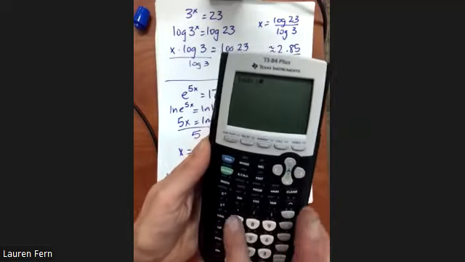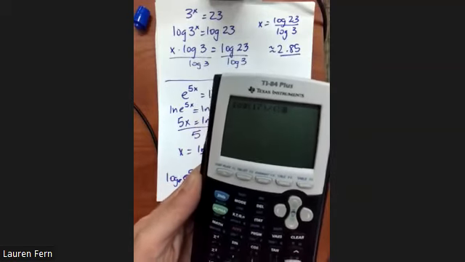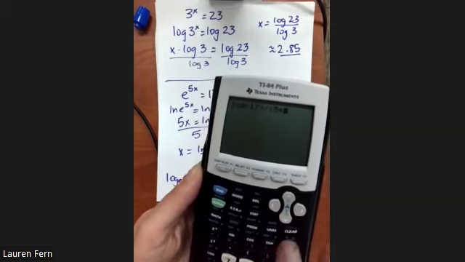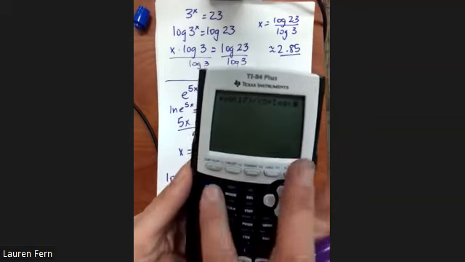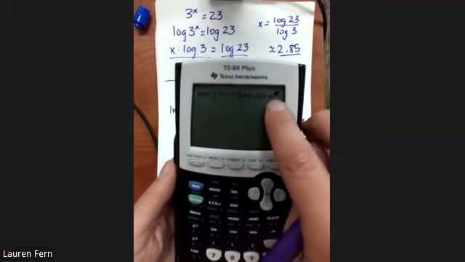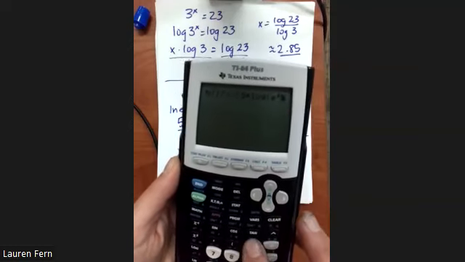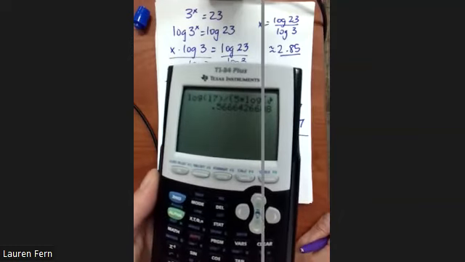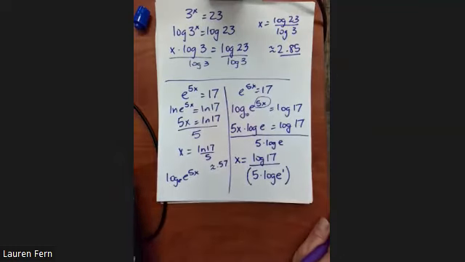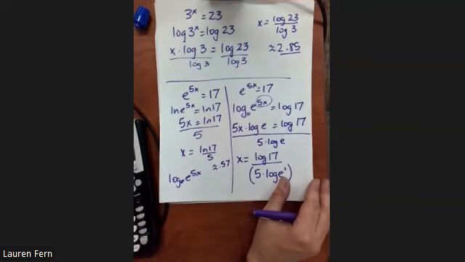So we got log of 17. Now I'm going to hit divided by, I'm going to put parentheses around my denominator and I'm going to have 5 times the log. Now to get to e, I hit that second ln button. Notice it wants me to put in an exponent, so I'll put in a 1. And now I'll close my parentheses. And sure enough, we get the same thing. You with me there? Awesome.